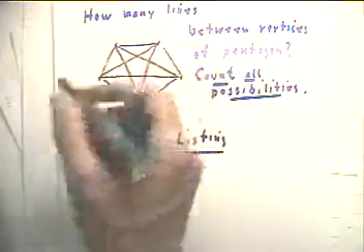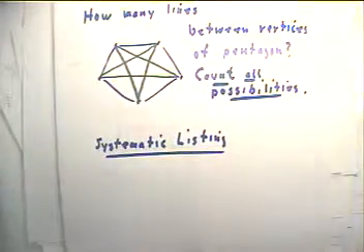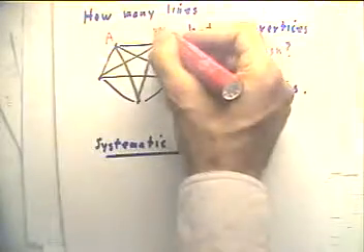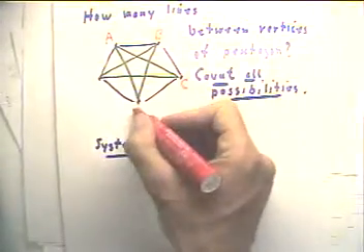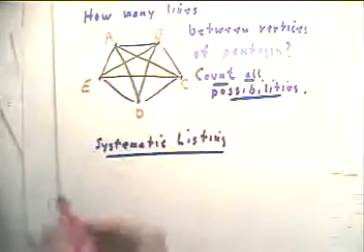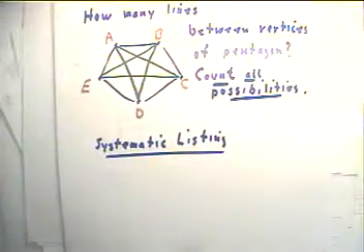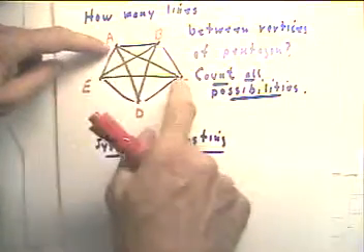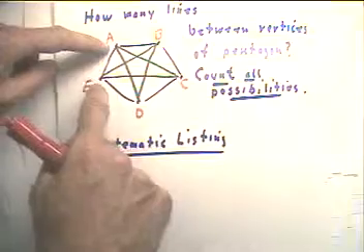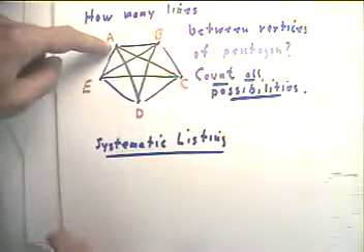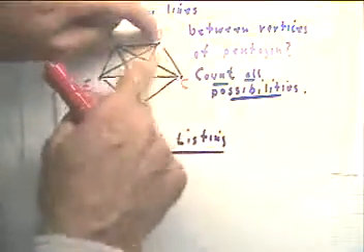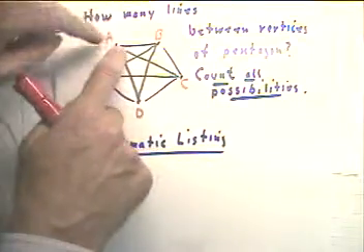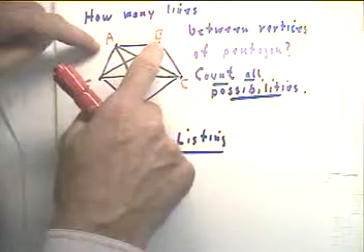What I'm going to do is go ahead and label these vertices. I'm going to call this one A, call this one B, call this one C, call this one D, and call this one E. Now we can see that we have a line AB, a line AC, a line AD, a line AE, all coming from A. Then if we go around to B, we have BC, BD, BE. We don't count BA because we already counted AB.